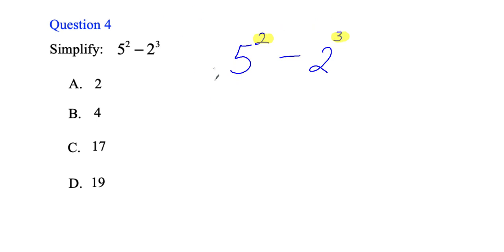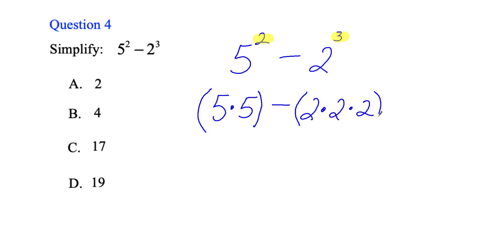So let's do this. This means 5 times 5. In other words, you multiply the 5 by itself 2 times. Minus, bring down your minus sign. What do you think this would mean? Hopefully you're thinking this means 2 multiplied by itself 3 times: 2 times 2 times 2. Now I'm going to put sets of parentheses around the 5s and the 2s. That doesn't change anything. It just makes it easier to read.